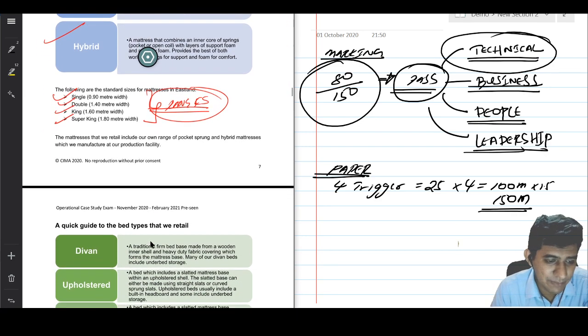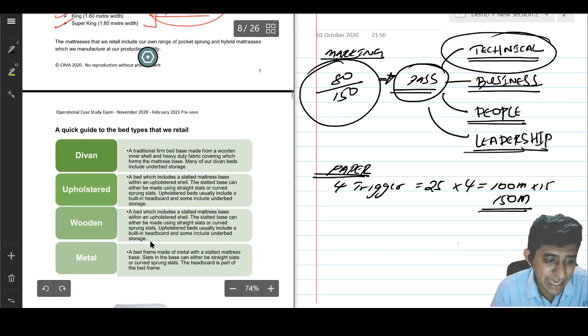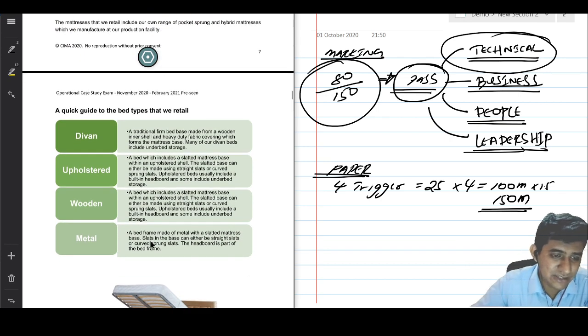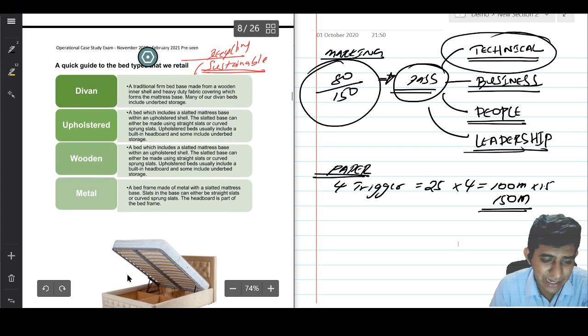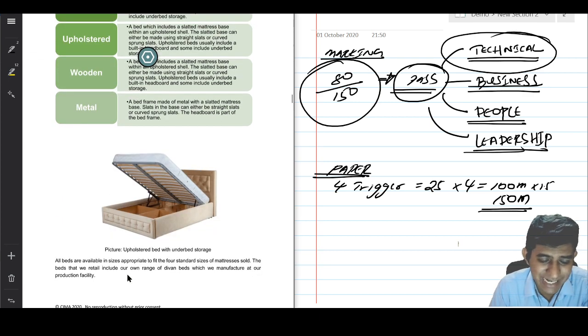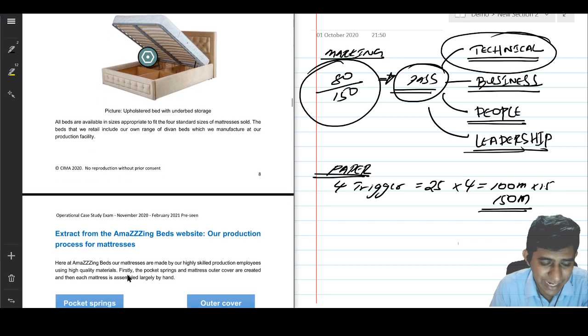And then students, coming to the bed type, again they have given divan, upholstered, wooden, and the metal bed. And again, students, the same thing, recycling should be considered. And the next thing I'm telling is that sustainability can be considered. Again, students, just remember these names, that is more than enough for the understanding. And students, they have given you a basic understanding of how the beds are aligned also.